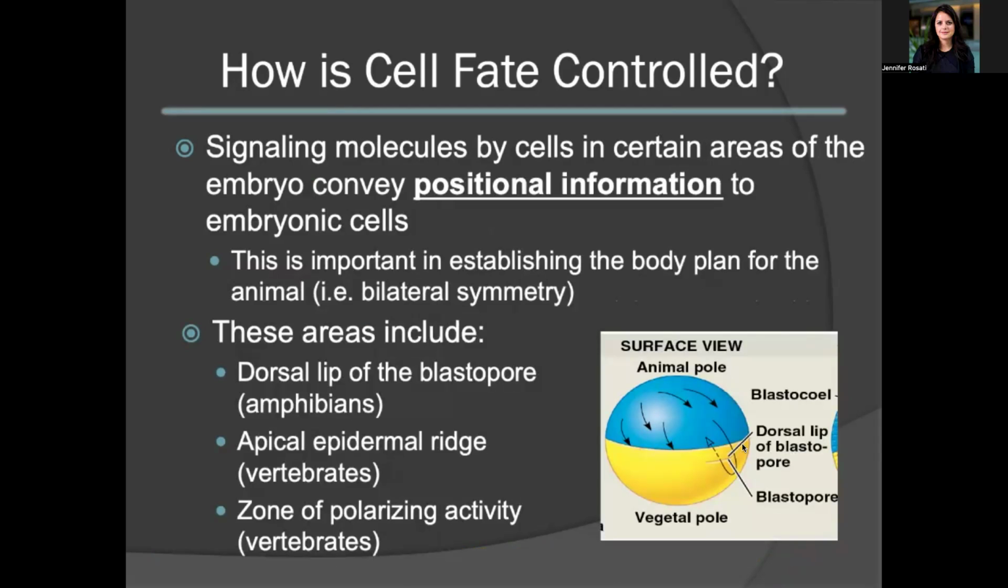Signaling molecules are also important in relaying positional information to other embryonic cells. This concept is important in establishing the overall body plan for the animal. Many of these groups of cells are present within the dorsal lip of the blastopore in amphibians, the apical epidermal ridge in vertebrates, or the zone of polarizing activity also in vertebrates. We will now take a look at the role of these locations in axis formation.